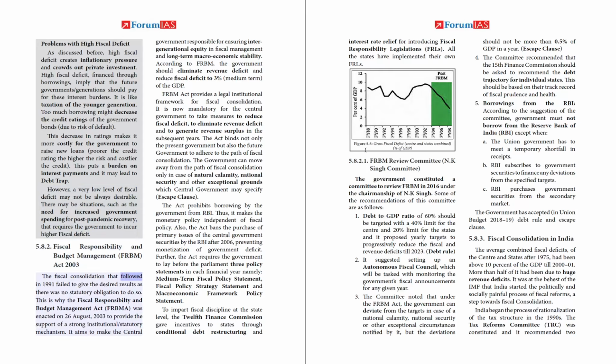The fiscal consolidation that followed in 1991 failed to give the desired results as there was no statutory obligation to do so. This is why the Fiscal Responsibility and Budget Management Act (FRBMA) was enacted on August 26, 2003 to provide the support of a strong institutional and statutory mechanism. It aims to make the central government responsible for ensuring intergenerational equity in fiscal management and long-term macroeconomic stability. According to FRBM, the government should eliminate revenue deficit and reduce fiscal deficit to 3% of the GDP in the medium term.